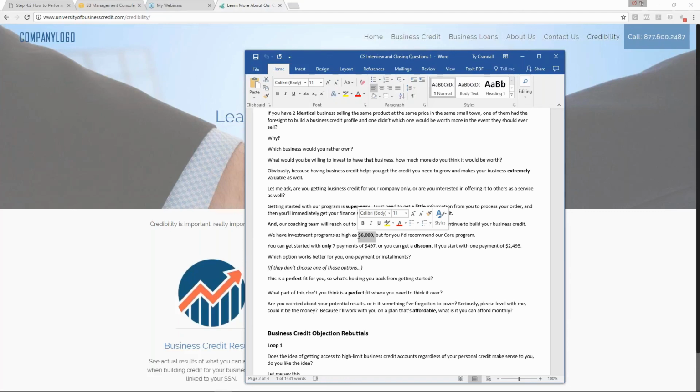So now we took them from, oh my gosh, $6,000, I want this, but I can't afford $6,000, to $24.95, I could do that. Now all of a sudden, it's easier for them to justify it because of this price anchor. Which option works better for you? One pay or installments. This is called menu closing, and I highly recommend it.